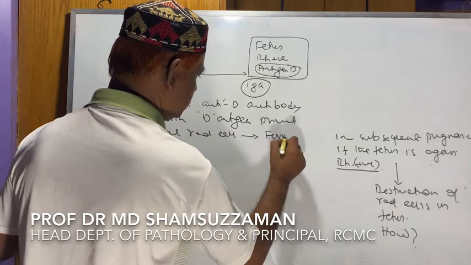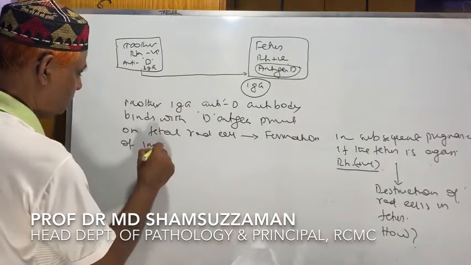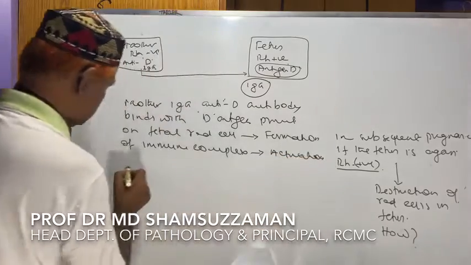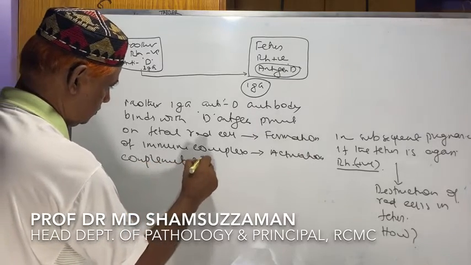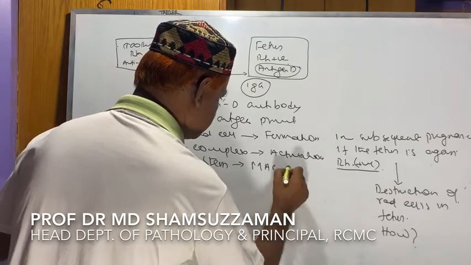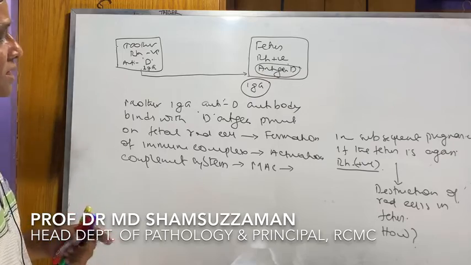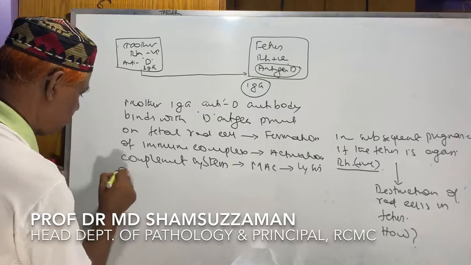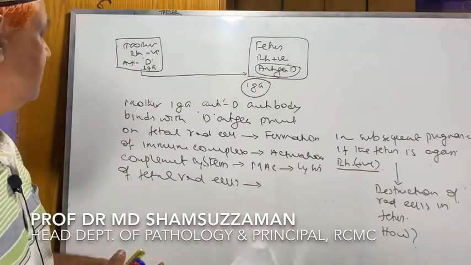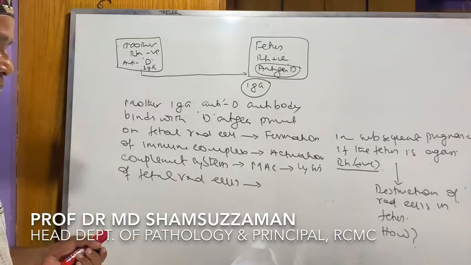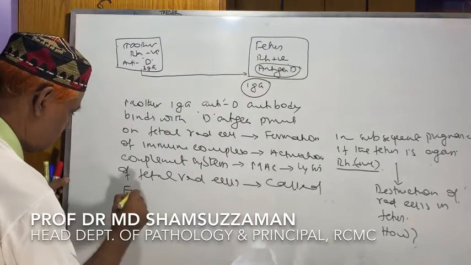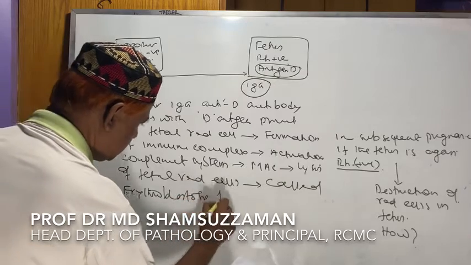And there is formation of immune complex, activation of the complement system by the classical pathway, and formation of membrane attack complex, and this membrane attack complex causes lysis of the fetal red cells, and there is destruction or hemolysis within the fetus, and it is called erythroblastosis fetalis.